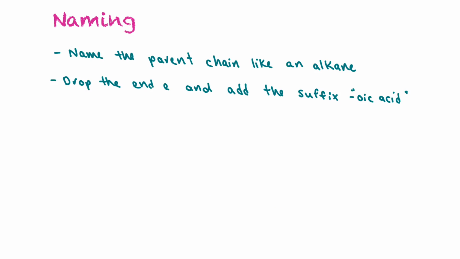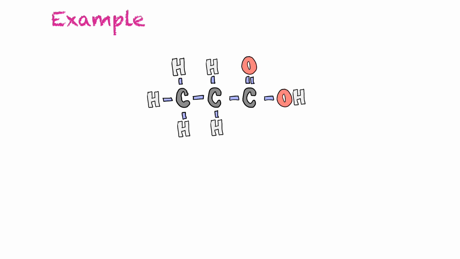So for naming these types of molecules, you name the parent chain like an alkane, but then you drop the end E and you add the suffix oic acid. So here's our example. We have 3 carbons. So this is going to be propanoic acid. And that's how you name a carboxylic acid.